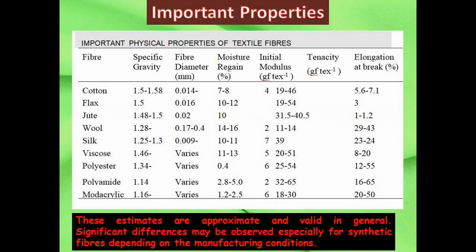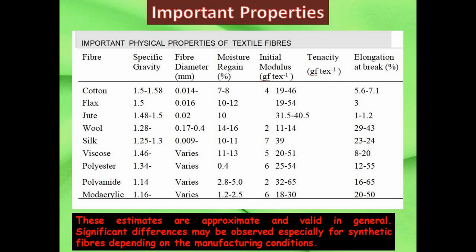Specific gravity of cotton is 1.5 to 1.8, flax 1.8, jute 1.48 to 1.5, wool 1.28, silk 1.25 to 1.30, viscose 1.46, polyester 1.34, polyamide 1.14, modacrylic 1.16. Fiber diameter in millimeters: cotton 0.014 to 0.016, jute 0.02, wool 0.17 to 0.4, silk 0.009, viscose, polyester, polyamide and modacrylic vary as per spinneret and as per end requirement.